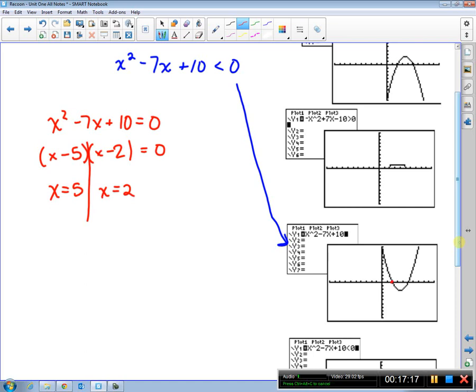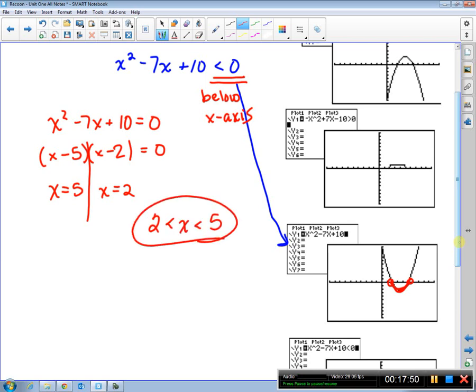You can see, sure enough, that's hitting at 2, hitting at 5. Where is that graph less than 0? So that graph is below the axis. From 2 to 5. From 2 to 5, and open on 2 and 5, means that our solution is 2 is less than x is less than 5. Our solution set.